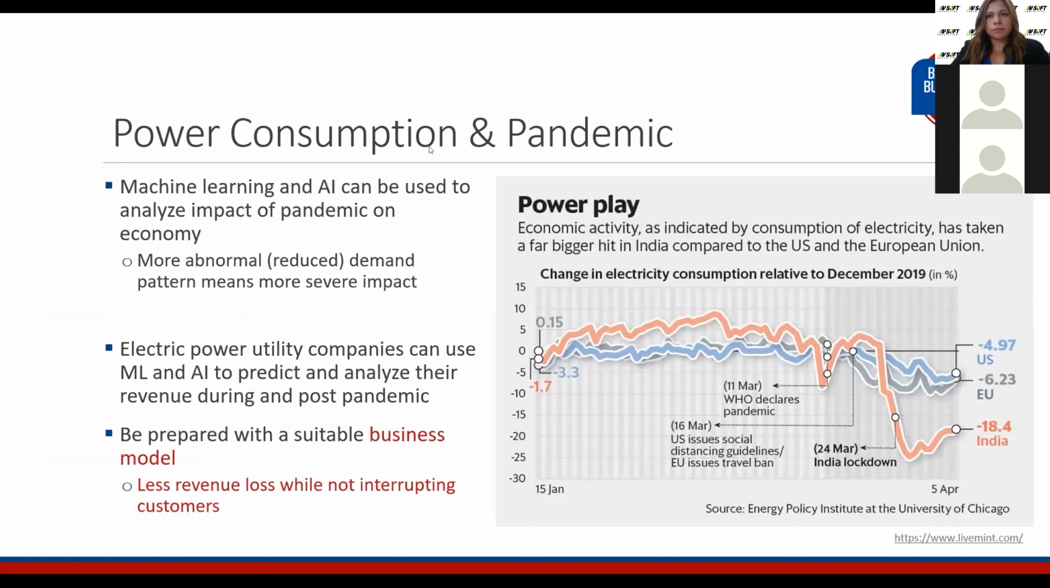Now, power consumption has a direct correlation with the economy. In this figure, you see the impact of COVID on the economy.